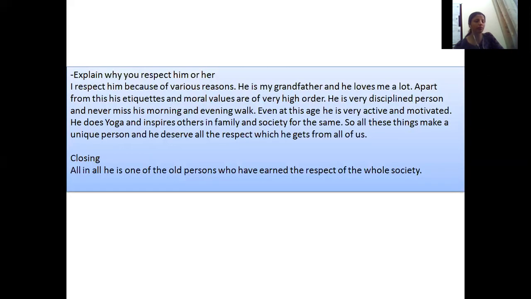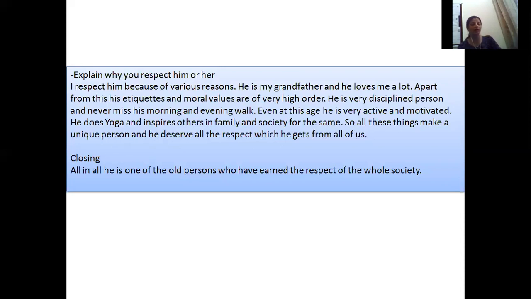Then, why you respect him or her, right? I respect him because of various reasons. He is my grandfather and he loves me a lot. This is the prime reason why I respect him. Apart from this, his etiquettes and moral values are exemplary, or you can write, are of very high order. He is a very disciplined person and never misses his morning and evening walk. Even at this age, he is very active and motivated. He does yoga every morning and inspires others in family and society for the same.